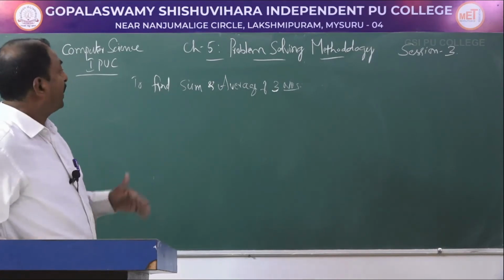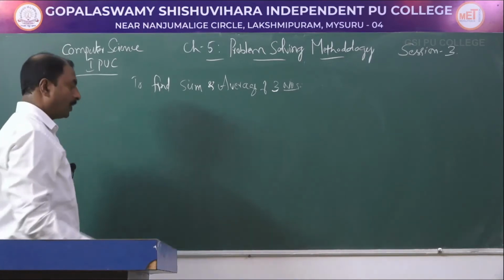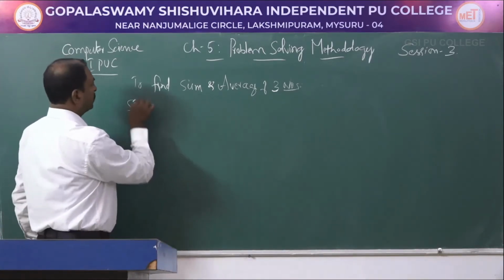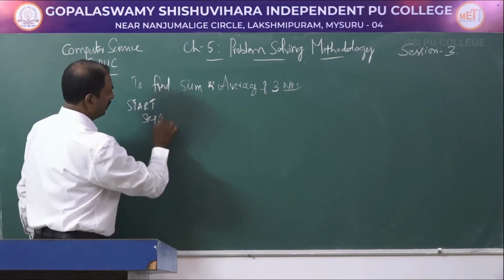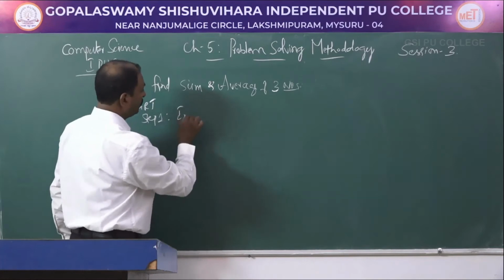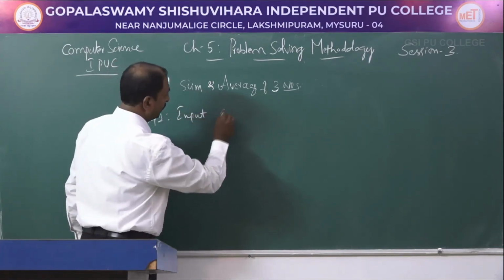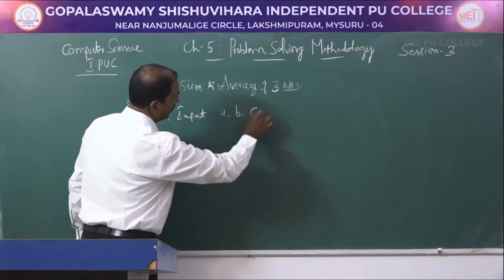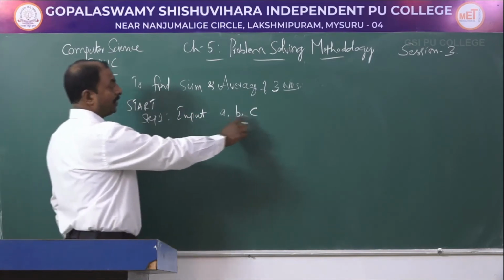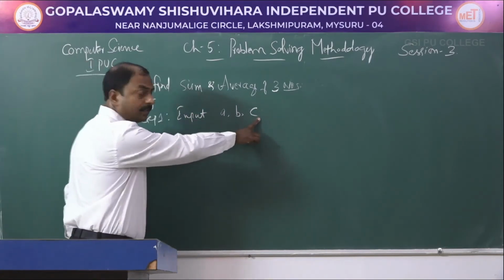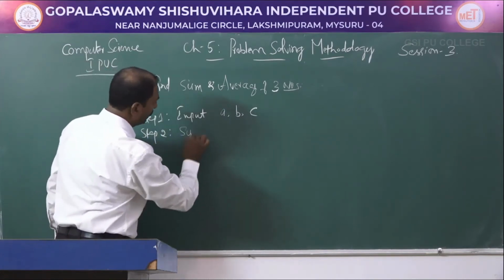After that, next step is to print the result. So let us write the algorithm for this. We will start an algorithm. Step 1 is input three numbers. Let me consider them as A, B, C. Next step is once the values are input, we have to apply the formula here. Step 2. How do you find the sum?